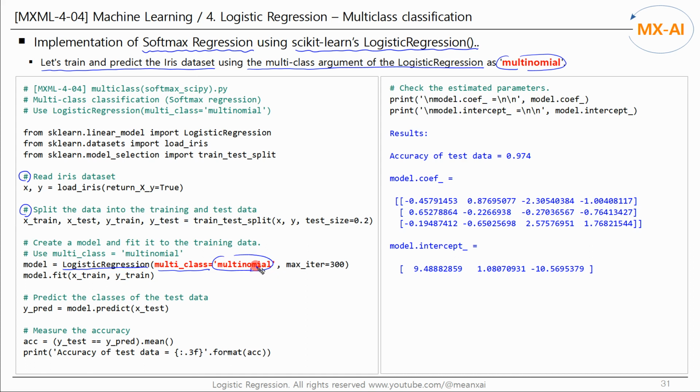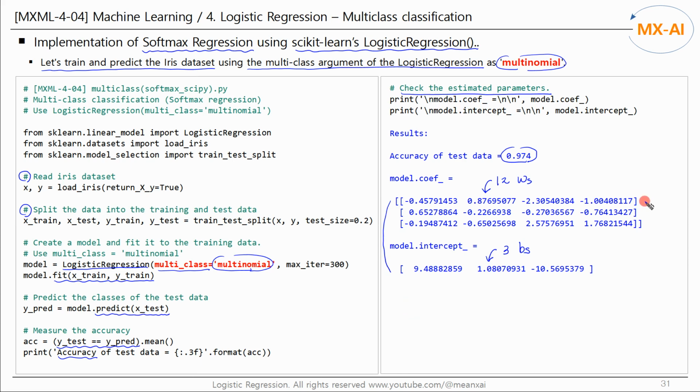Then we fit this model to the training data. Next, we predict the classes of the test data. We then use actual and predicted y values to measure the accuracy. And let's check the estimated parameters. The accuracy of the test data is measured at 0.974. The 12 parameters W are estimated as follows. And the 3 intercepts B are estimated like this. A total of 15 parameters are estimated.